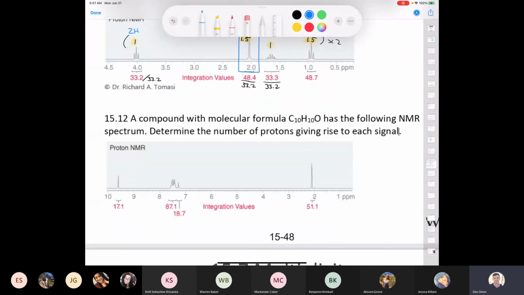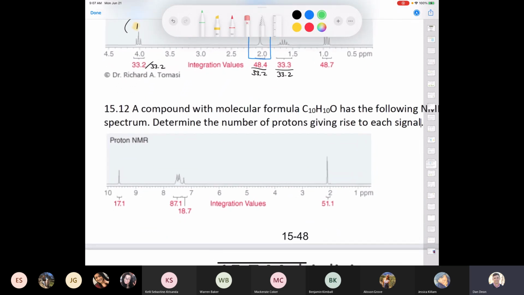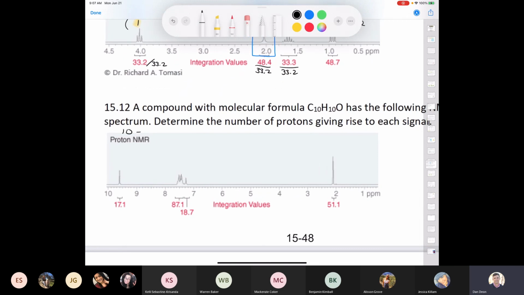I'll throw this one out. Look, I'm going to be totally frank with you, I just wanted to answer this one a little quicker. Here we have 10 protons again. So we have a total of 10 protons. Here are the relative heights, 17.1, 18.7, 51.1, and then you got 87.1. So the smallest number here is 17.1, but I want to tell you that I've done the math here, and the 18.7 and the 17.1 both represent 1 proton.